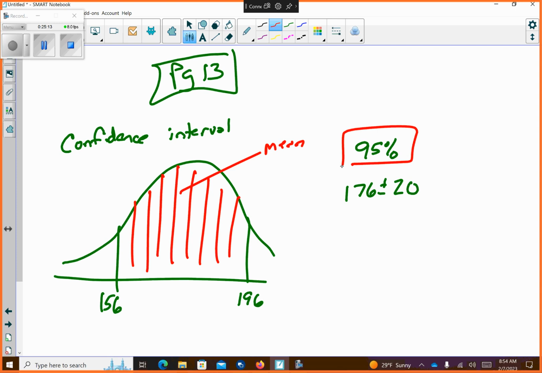Okay, so we interpret this particular situation about the women. We are 95% confident that the average cholesterol level of all U.S. women is between 156 and 196. So we're 95% confident. Okay?